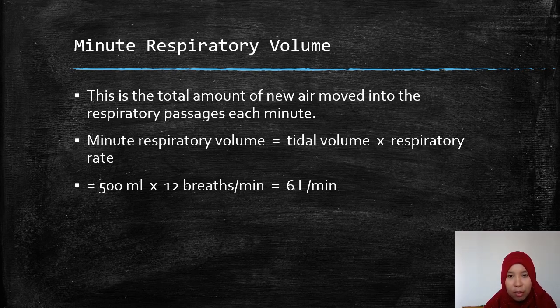And tidal volume is the normal volume of air that we breathe in and out when we're not doing anything, at rest. So when we say at rest, meaning you're not doing anything, the amount of air that you breathe in and out, that's what we call the tidal volume. So this is usually on average 500 mL.